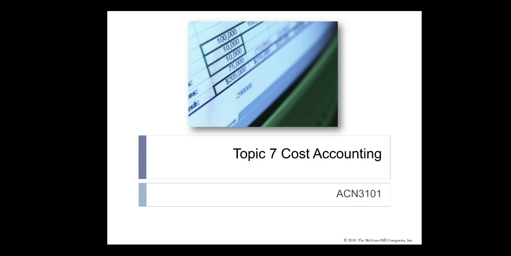This week I will cover topic 7, which is about cost accounting. Actually, this topic is introducing you to management accounting. Topic 1 to topic 6 are topics related to financial accounting, and then topic 7 to topic 11 are topics related to management accounting.